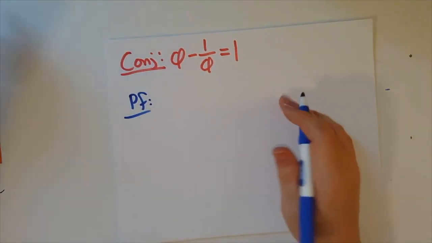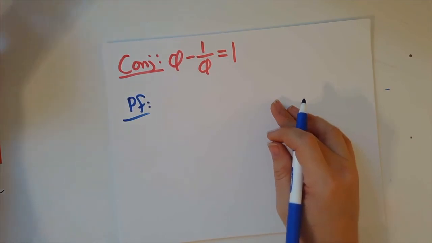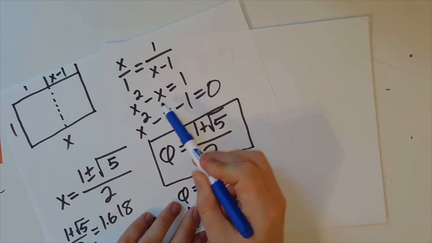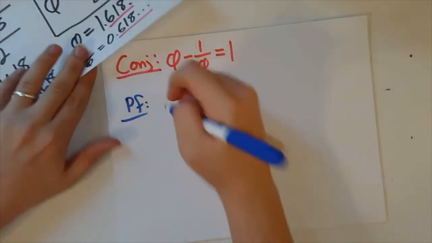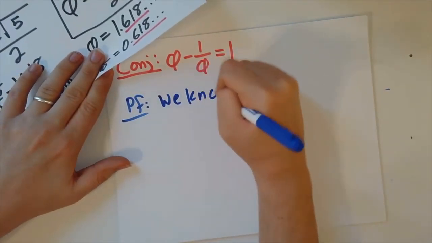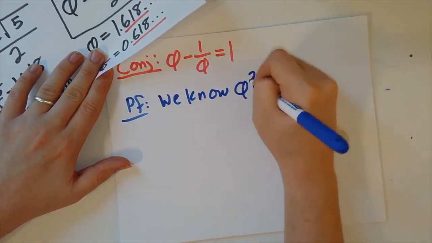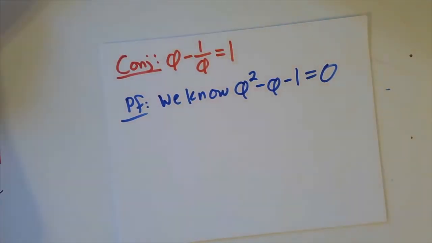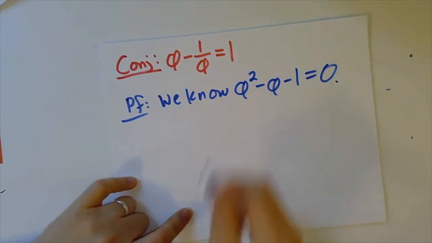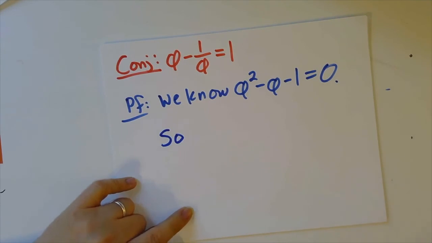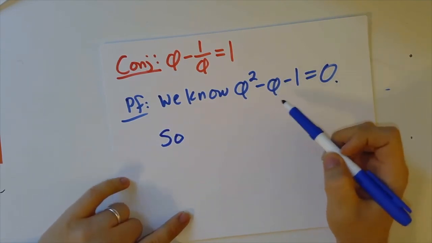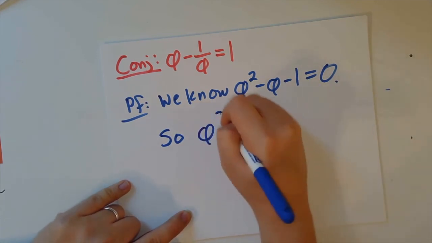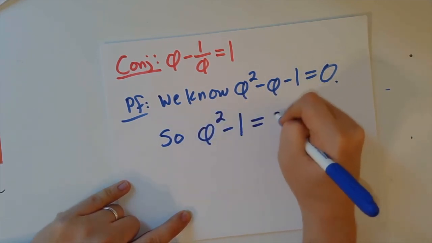Okay. And the way I'm going to do that is I'm going to start with the fact that I do know about phi. Namely, I know phi is a solution of this quadratic. Namely, we know, because we showed it earlier, that phi squared minus phi minus 1 is 0. And so, what does that tell me? Well, for reasons that will become clear in a second, I'm going to move this phi over to the other side. So phi squared minus 1 is the same thing as phi.